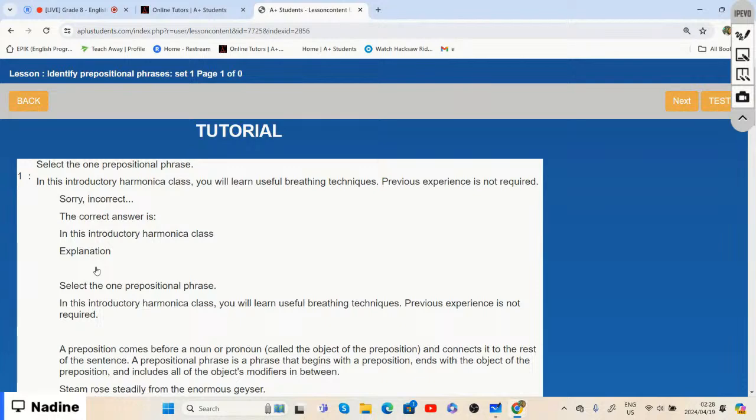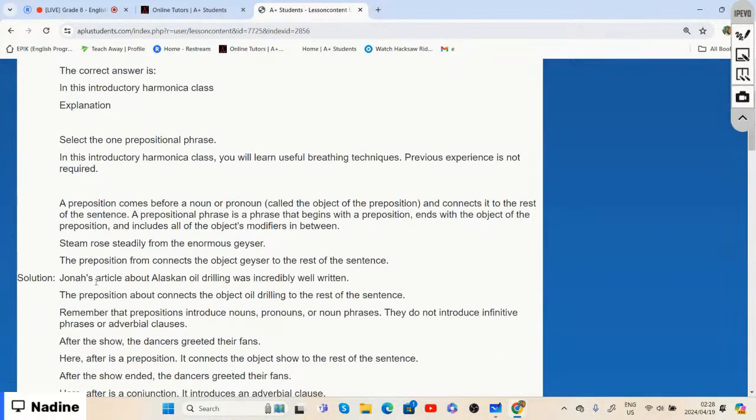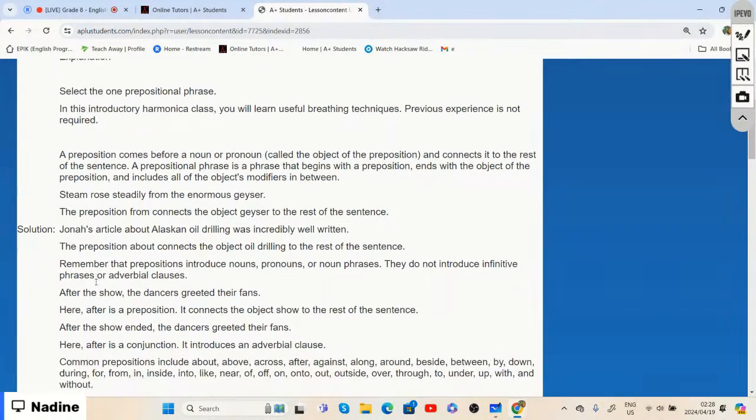So in this, let's go down. It says an introductory phrase or a prepositional phrase, or preposition, sorry, comes before a noun or pronoun, and it is called the object of a preposition, right? And it connects it to the rest of the sentence. A prepositional phrase is a phrase that begins with a preposition and it ends with the object of the preposition and includes all the object's modifiers in between.